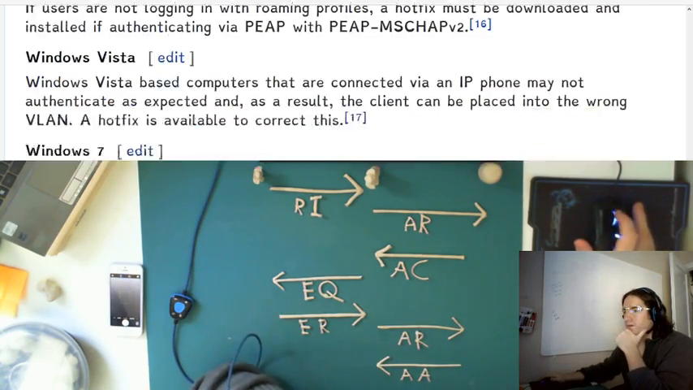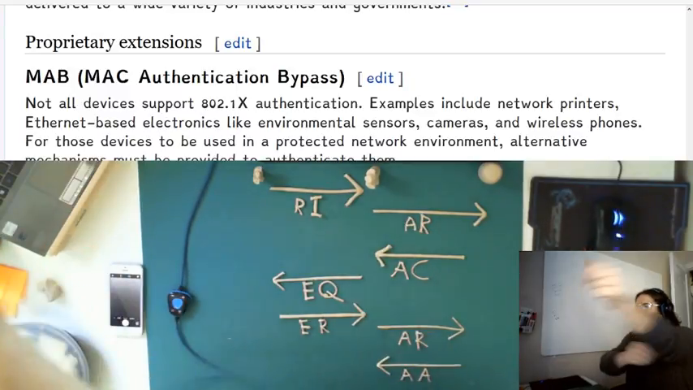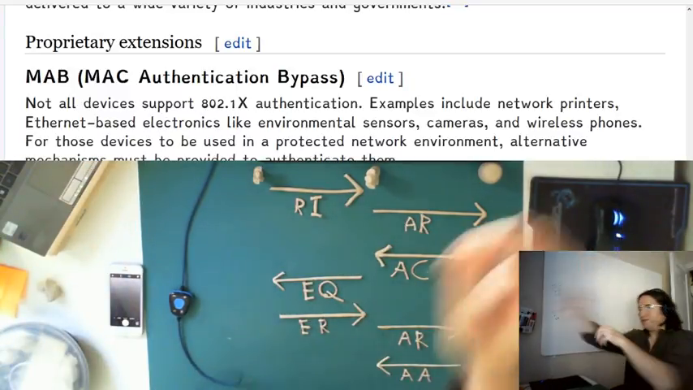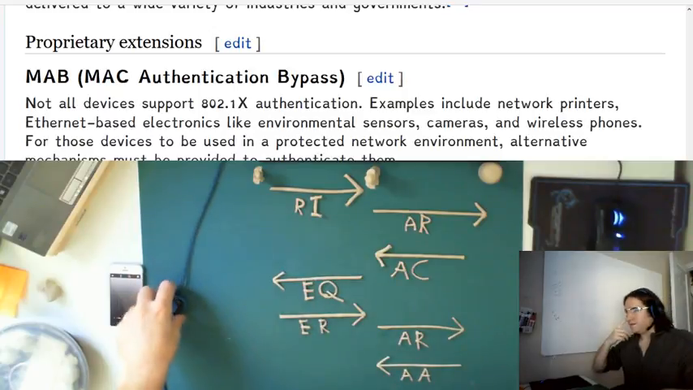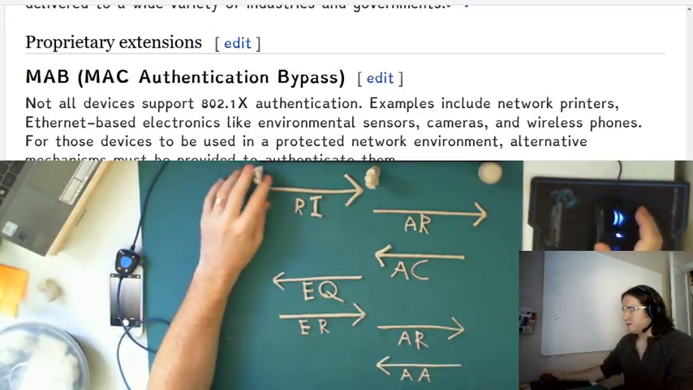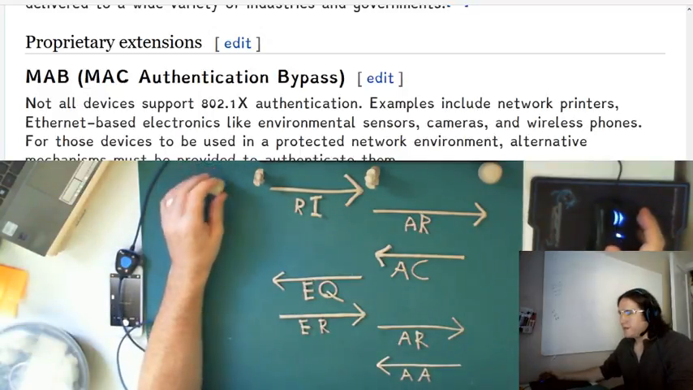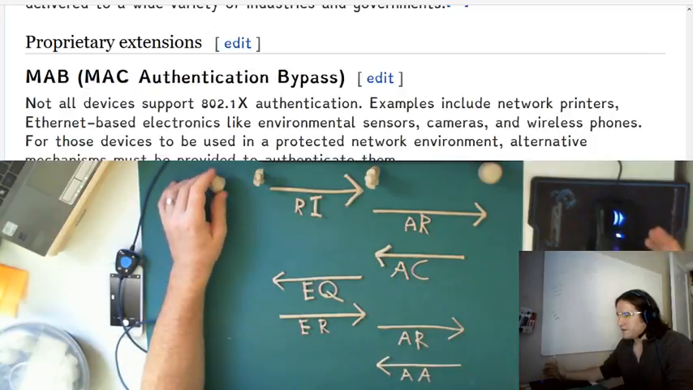Don't care about the implementations. MAB, MAC Authentication Bypass. Not all devices support 802.1x. Examples include network printers, and Ethernet-based electronics like environmental sensors, cameras, and wireless phones.